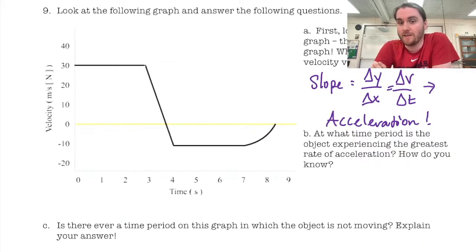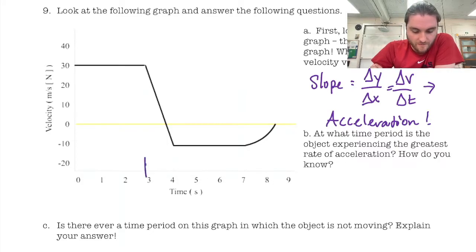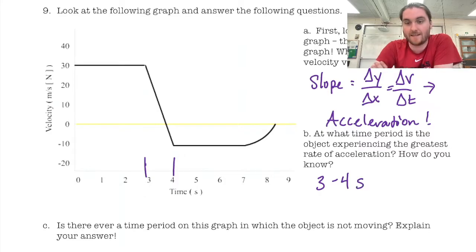At what time period is the object experiencing the greatest rate of acceleration? And how do we know? Well, oh my goodness, it is from right here to right there. So I would say from 3 to 4 seconds, that object is experiencing the greatest rate of acceleration because the slope is the steepest. The steeper the slope, the greater the rate of acceleration.